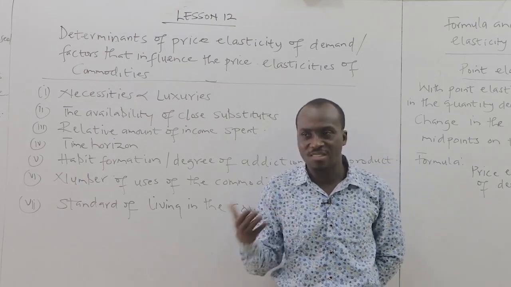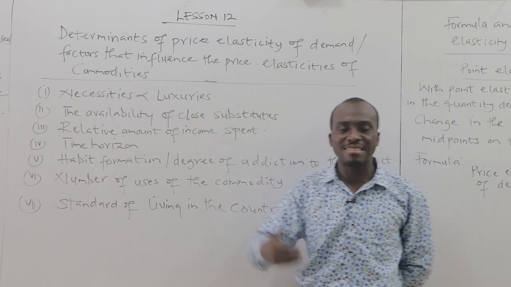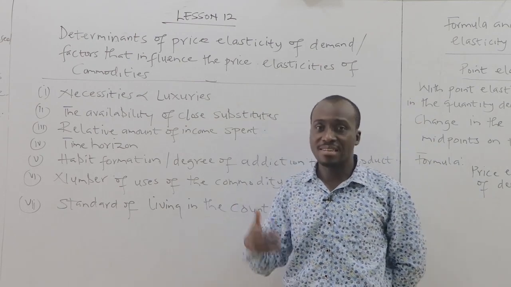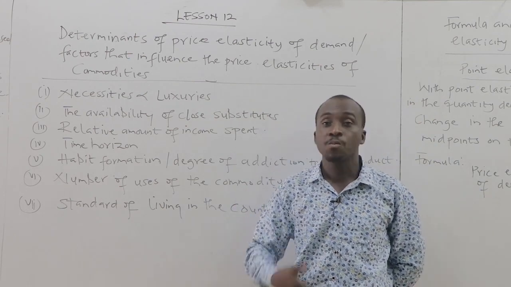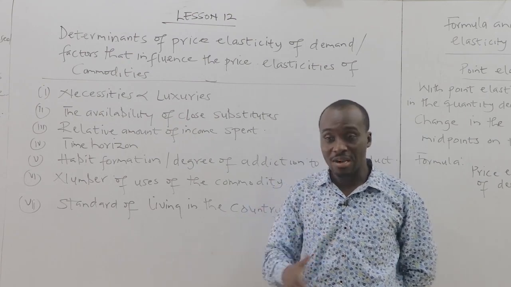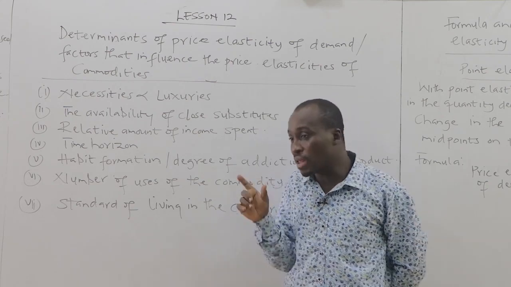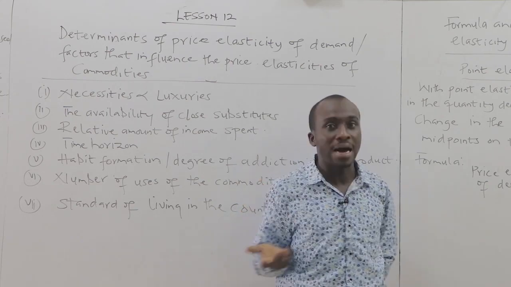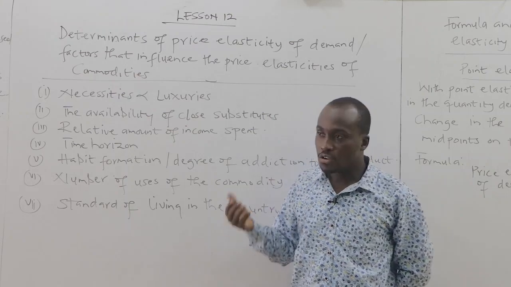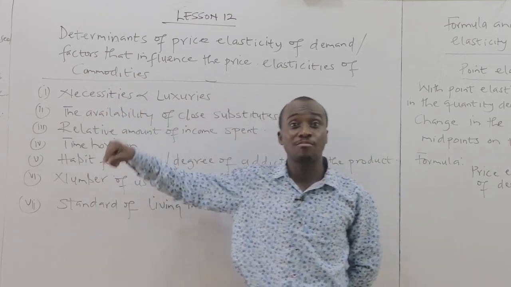You can't say that water is expensive, so you don't drink water again. What are you going to do? Such things are a necessity. A necessity tends to have inelastic demand. Even if the price increases, only few people stop buying. The rest keep on. The majority will keep on buying. You just complain for 2 days, 3 days, you go back and buy because they cannot live without them. So commodities that are necessities tend to have inelastic demand.